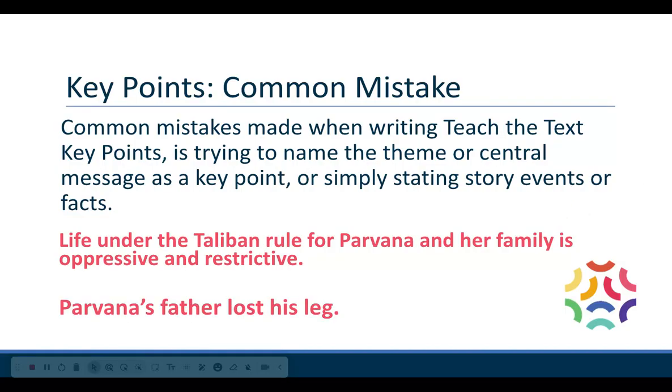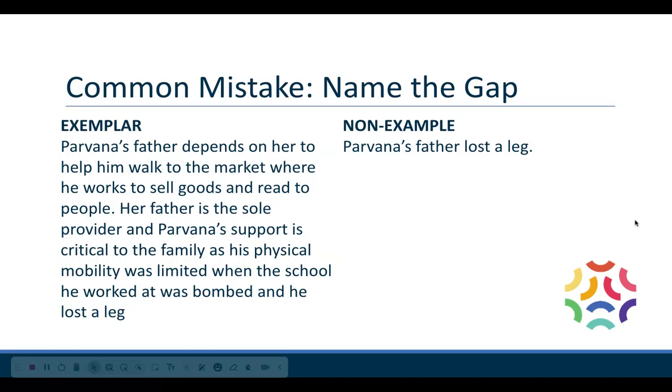This is another example of a common mistake. This is just a basic fact from the story. Parvana's father lost his leg. It doesn't offer insight into why this fact is important or the implications that this has on Parvana and her family. So these two are both not key points. They're examples of common mistakes that people make when writing Teach the Text key points.